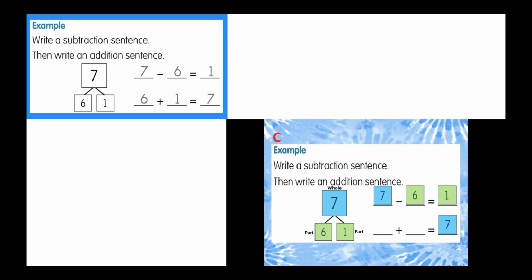Now I'm going to complete my addition sentence. 7 is my whole, so it goes on the side of the equal sign by itself.